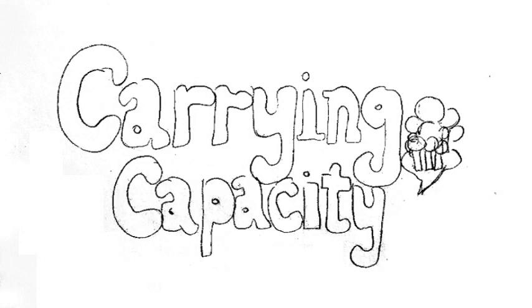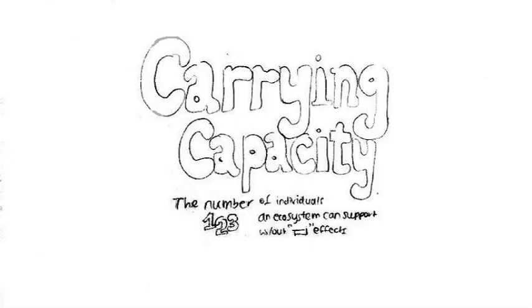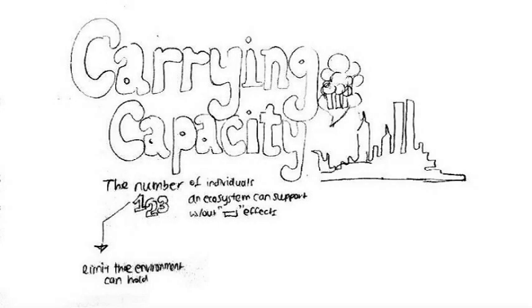Carrying capacity is a term we've quite frequently heard since we've been taking environmental classes. So what is it? Carrying capacity refers to the maximum number of individuals an ecosystem can support with little to no occurrence of negative effects. Simply put, it is the limit the environment can hold.